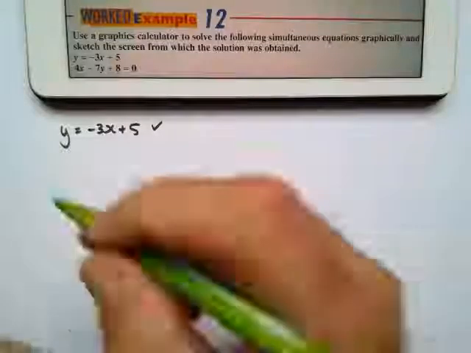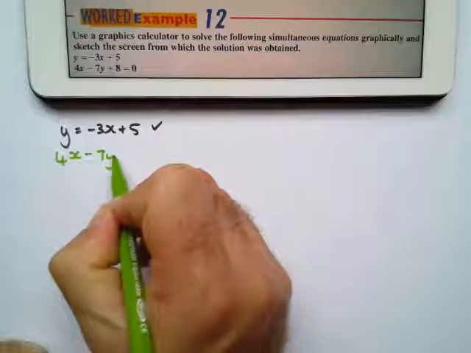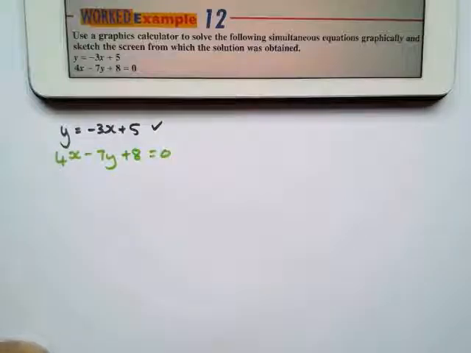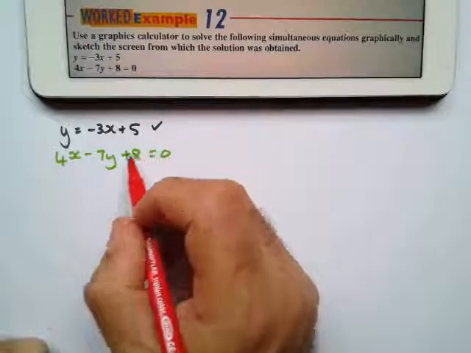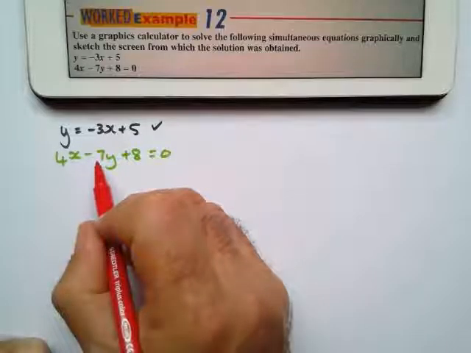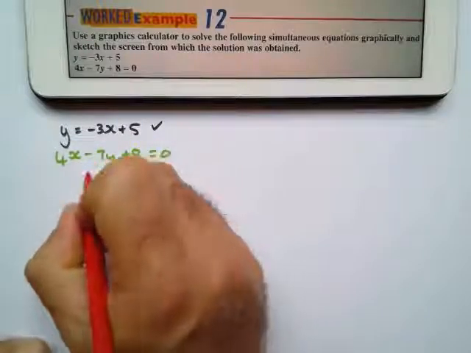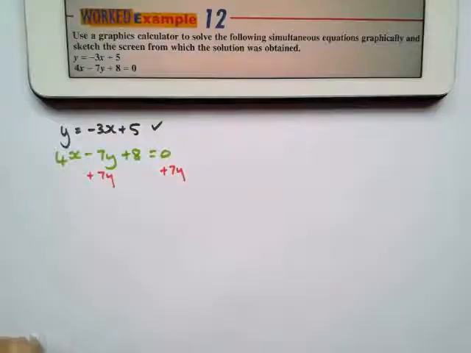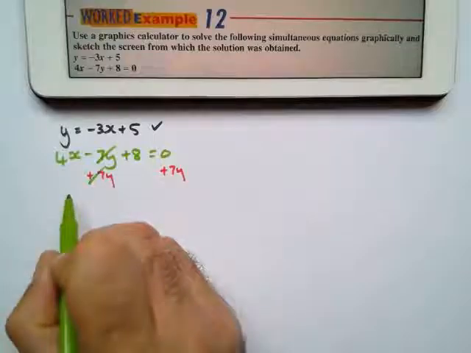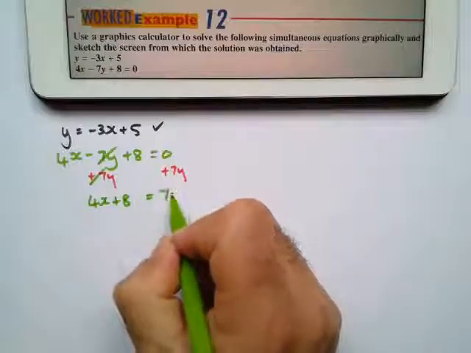Our second equation is 4x minus 7y plus 8 equals 0. So I'm going to show all my working for the sake of you knowing what's going on. I'm going to take my negative 7y to the other side because it's negative and I want it in the form of y equals. So I'm going to say plus 7y on this side, plus 7y on this side. That will cancel. That will leave us with 4x plus 8 equals 7y.